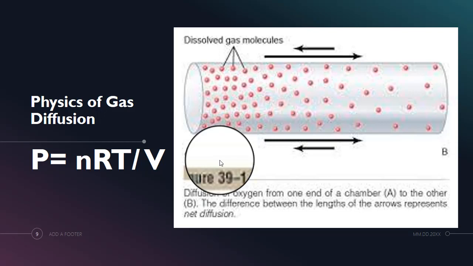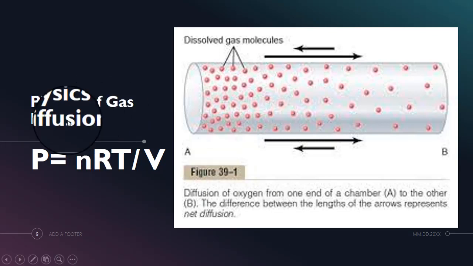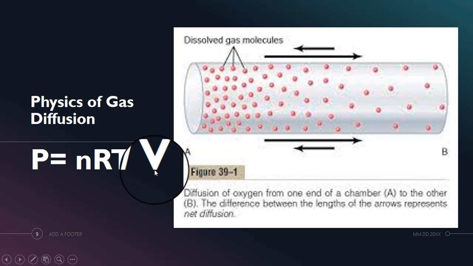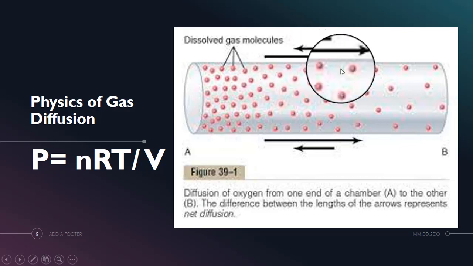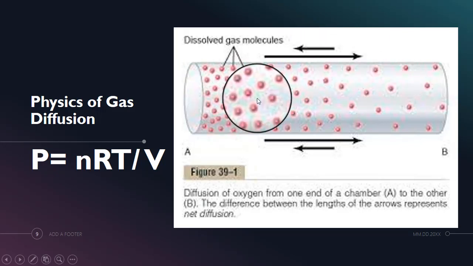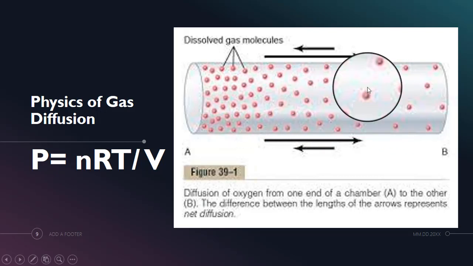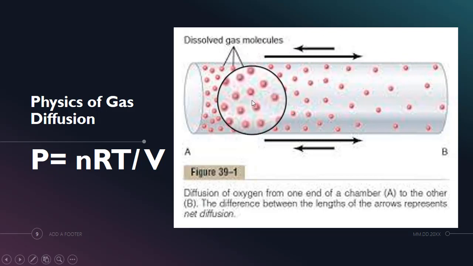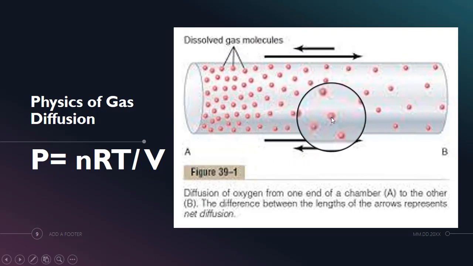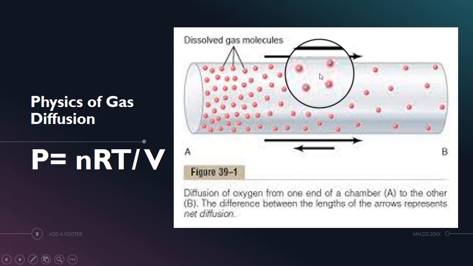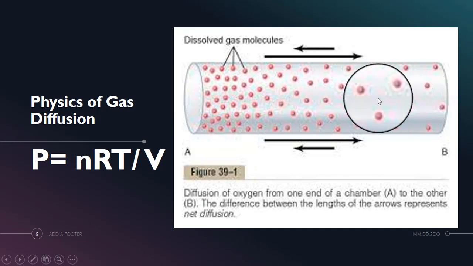Now first of all, we'll talk about the physics of gas diffusion. That is, P is equal to nRT upon V. So let's talk about it. The movements of the gases in a contained space, in this case the lungs, is random. But overall diffusion results in movement from areas of high concentration to those of low concentration. The rate of diffusion of a gas is primarily affected by concentration gradient. That is, the greater the gradient, the faster the rate.